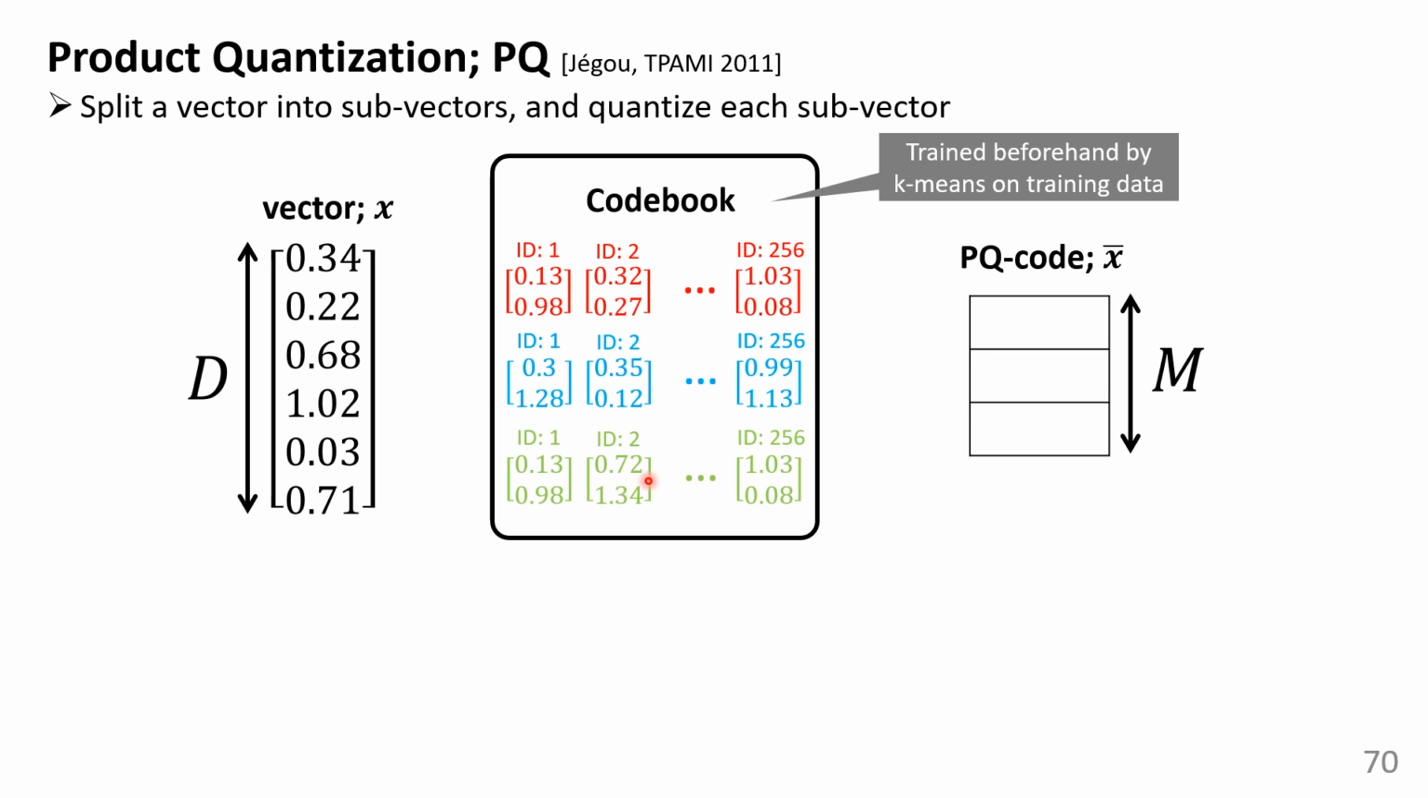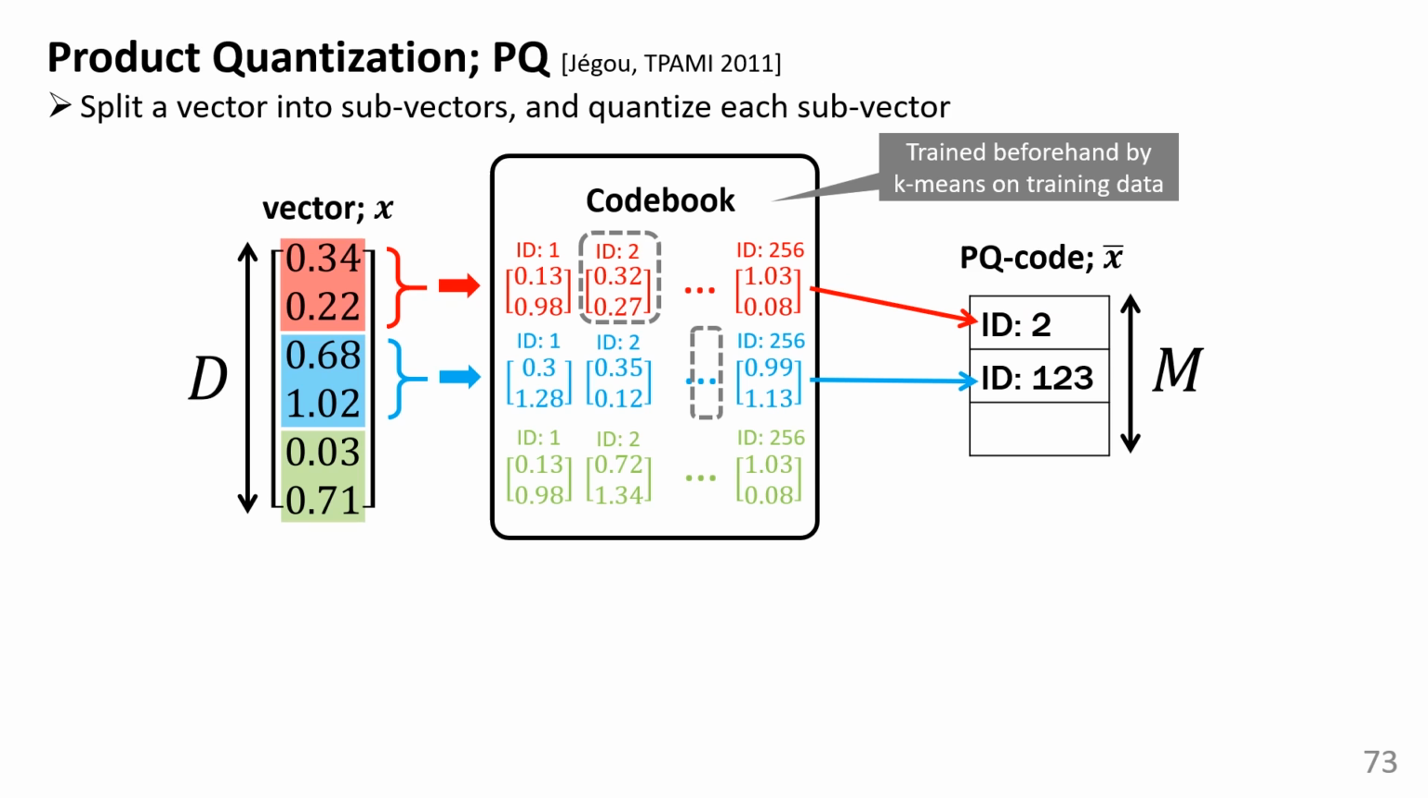Okay, then what should we do? So you first split this vector into 3 parts in this case. Then from the first two-dimensional vectors, we find the closest code word from here. In this case, this ID2 is the most similar. Then we just record this ID2. So we just record an integer here, and do the same thing here, and do the same thing here.